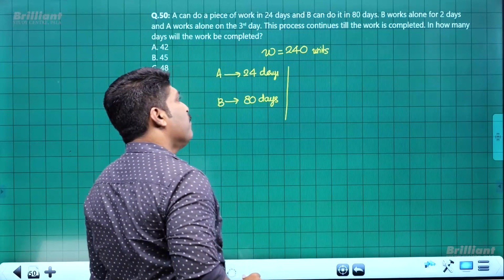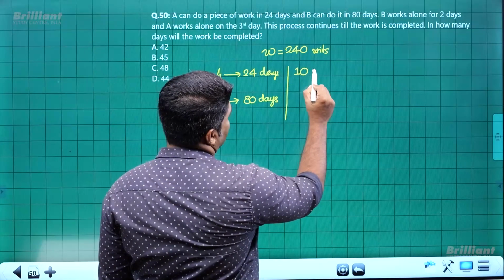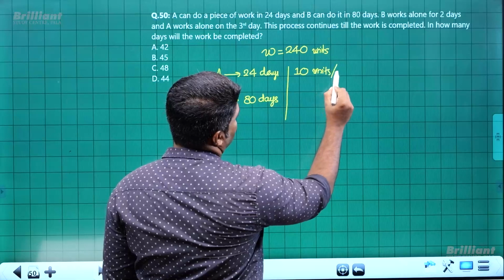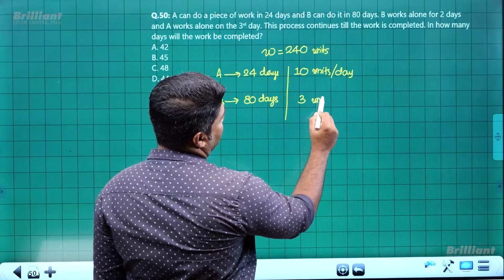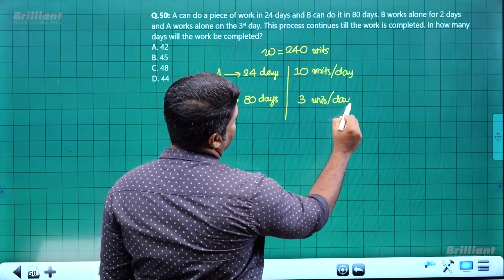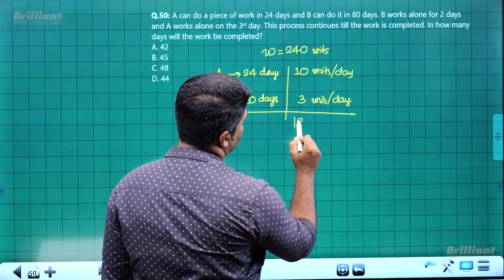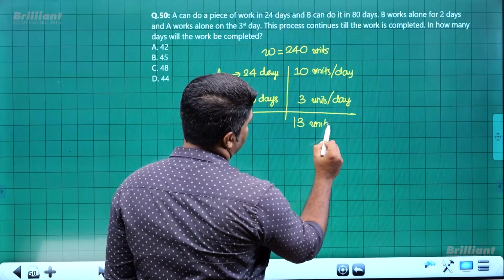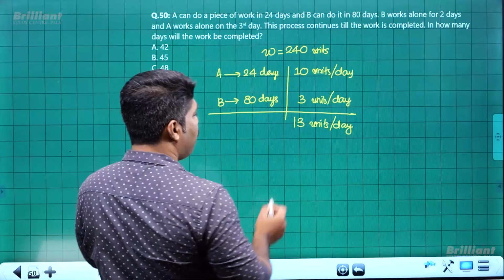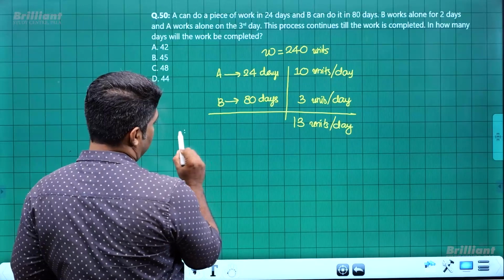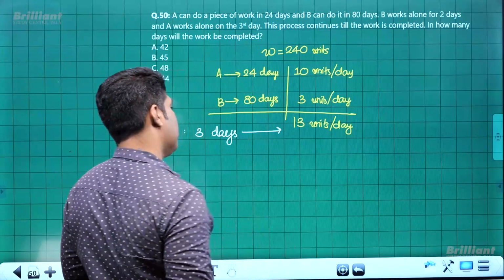240 units. For completing these 240 units of work, A required 24 days. Therefore, A's per day work is 1 unit. 1 unit per day. That's the efficiency of A. And B's efficiency is 3 units per day. Got it? 3 units per day. So whenever they are working together, that is 13 units per day. So don't forget, it's the quantity of work completed in 3 days. So in 3 days, they can complete 13 units of work.